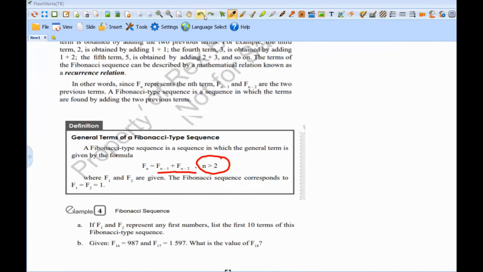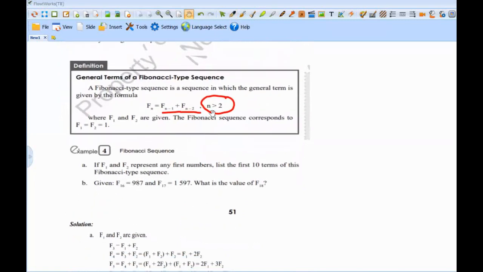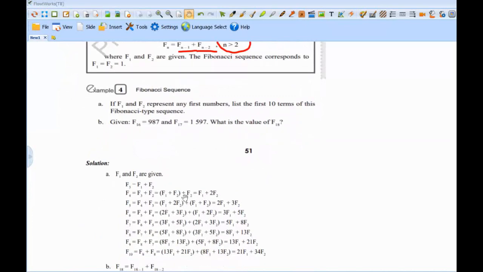So let us try the Fibonacci sequence example. If f1 and f2 represent any first numbers, list the first terms of this Fibonacci-type sequence. And given that f sub 16 is 987 and f sub 17 is 1597, what is the value of f sub 18? So look, f1 and f2 represent any first numbers. List down the first terms.